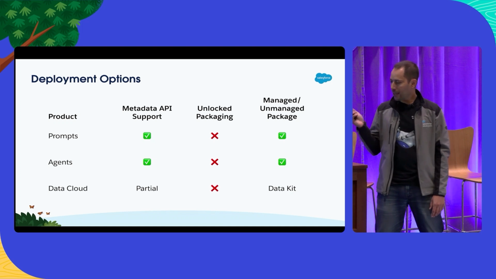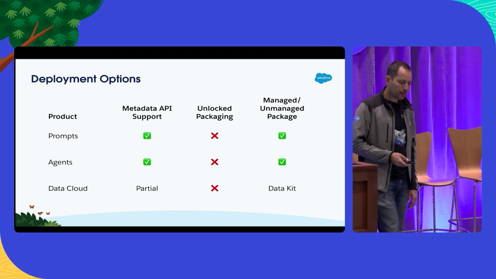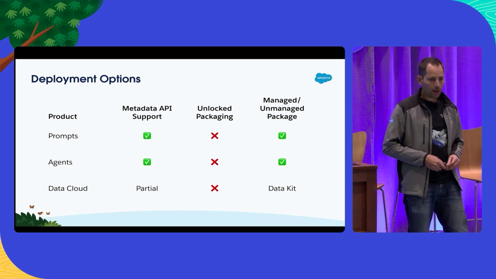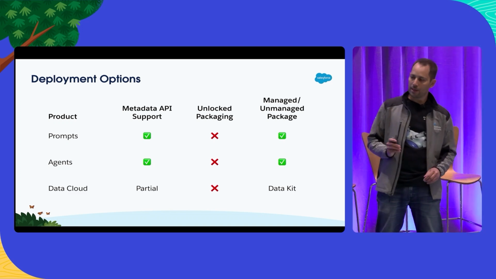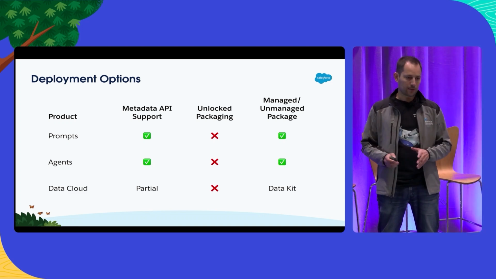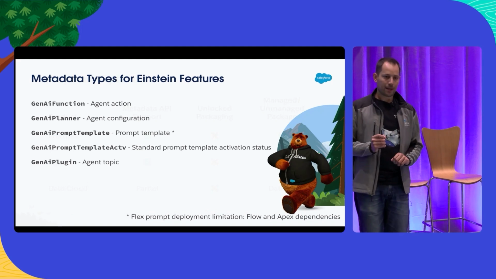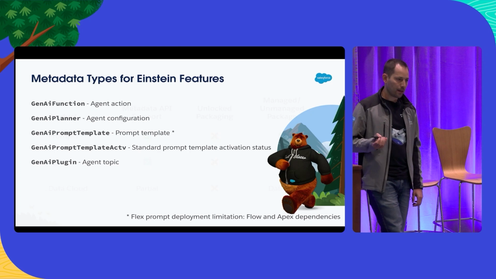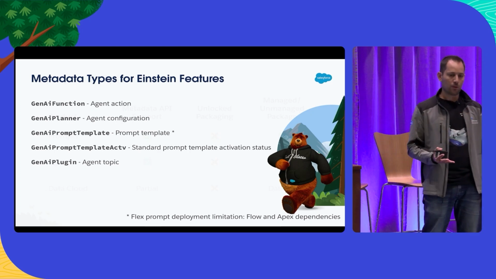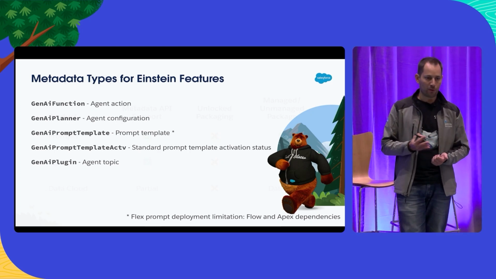Now, I want to take a second to talk more about data kits, and we're going to explore what this is. This is something that is, I would say, fairly recent, and the support is still work in progress because it has a number of interesting capabilities, but there are still also some gaps there. Before I talk about Data Cloud and data kits, I want to talk about the metadata API. There are 5 types that you can use when you work with Prompt Builder or with agents.